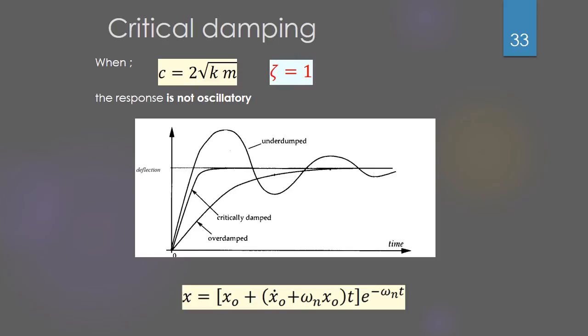I'm going to talk about the critical damping response. The system is critically damped when the damping ratio equals 1. That occurs when the damping coefficient equals the critical damping coefficient, which equals the square root of Km. As you can see, the critically damped response goes to the steady state very fast. Any critically damped system response is going to be as shown in the equation below.